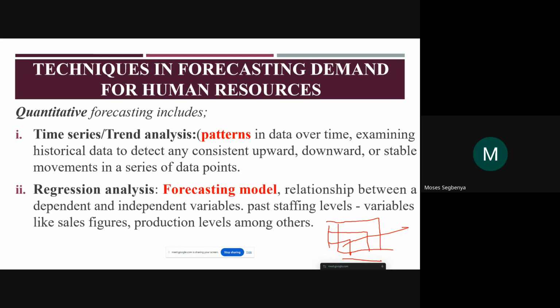You can use what we call regression analysis, which helps in forecasting. It's a forecasting model, which helps to build a relationship between dependent and independent variables, past staffing levels, such as variables like sales figures, production levels, among others. So you are looking at number of classrooms, number of teachers. So it means that anytime you have an additional class, you have more teachers. If that is the case, you can use that as a model to project.